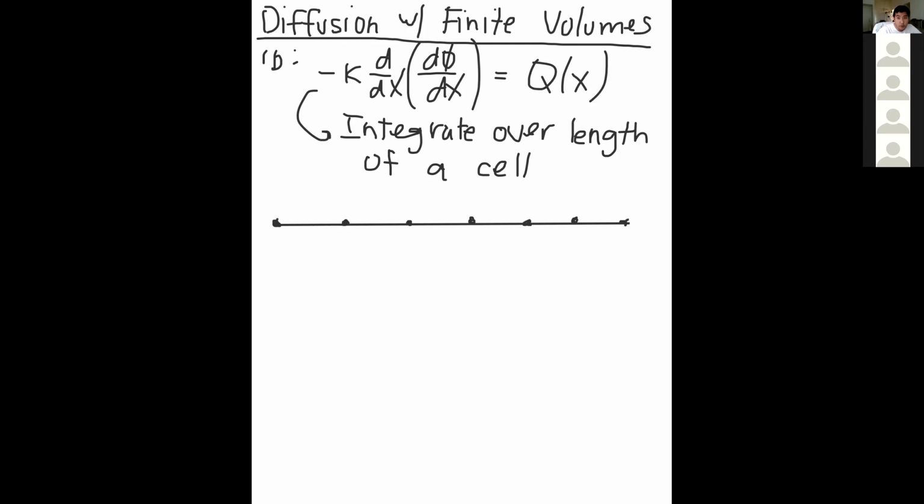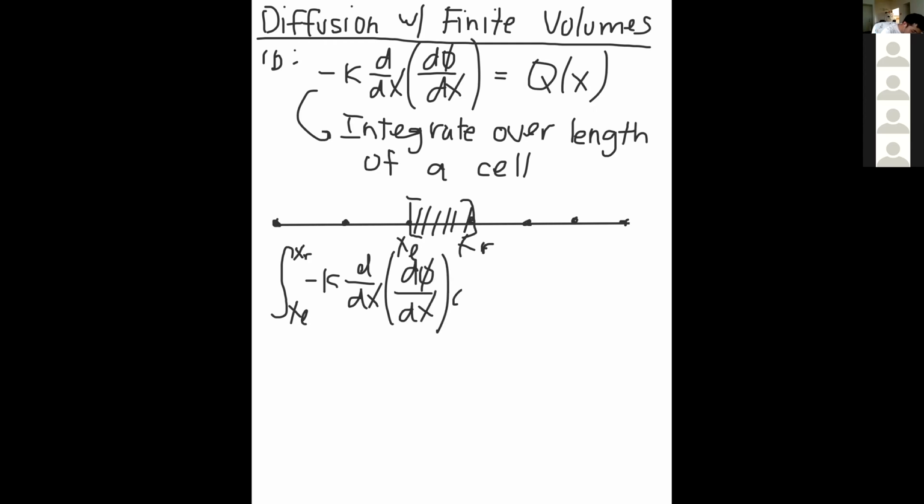When I say that we integrate it over the length of the cell, we're taking a cell like this and integrating from the left side to the right side, where we call the left node XL and the right node XR. So let's go ahead and do that. We have the integral from XL to XR of minus k d/dx of d phi/dx is equal to the integral from XL to XR of q of x dx.